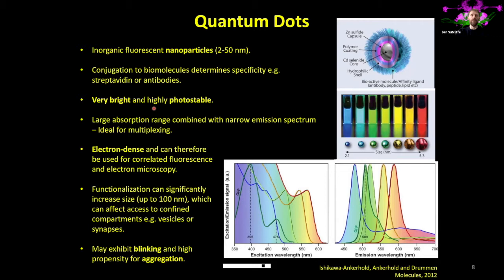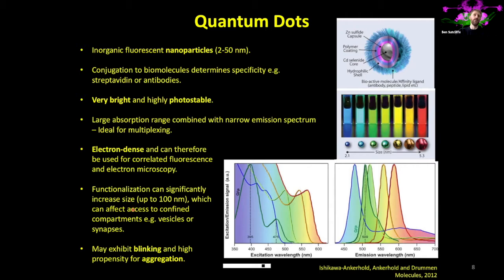They're very bright and highly photostable, and they have a very large absorption range combined with narrow emission spectrum. And this is ideal for multiplexing. So you can excite all the quantum dots with one single wavelength, and then you can image the resulting emission signals very efficiently with different bandpass filters or using different detection ranges on a confocal microscope. They're electron dense, so you can also use them for correlative fluorescence and then electron microscopy, as you can see them in the electron micrograph.